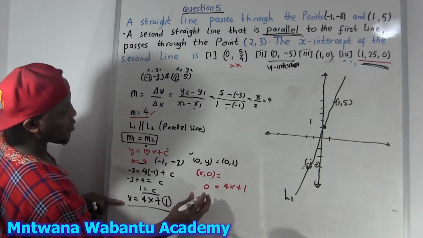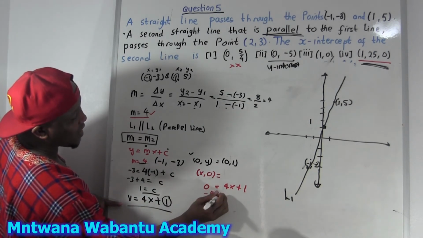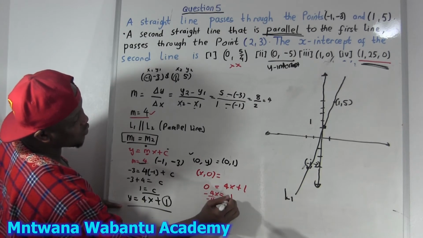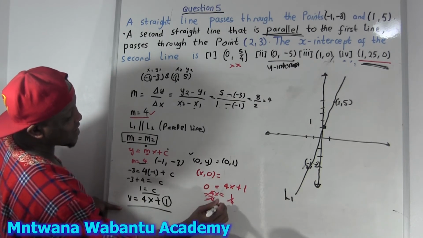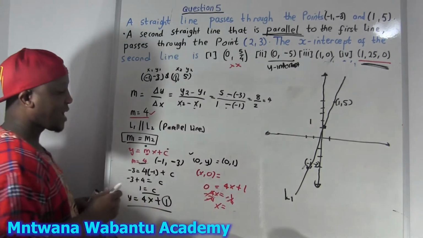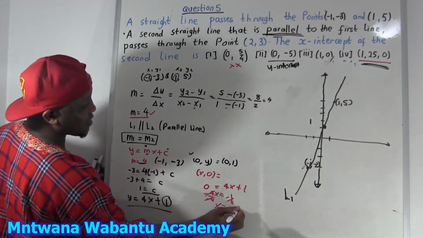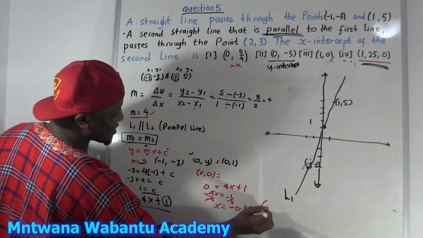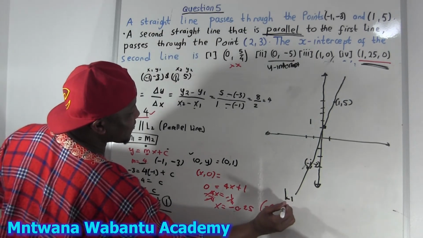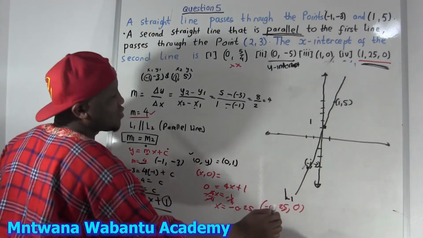So what happened? This comes over. So negative 4x equals 1. Divided by negative 4, because we want to get x. Divided by negative 4, this and this cancel. So x equals negative 1 over 4, which is negative 0.25. So the x-intercept is negative 0.25, and at the x-intercept y equals 0.